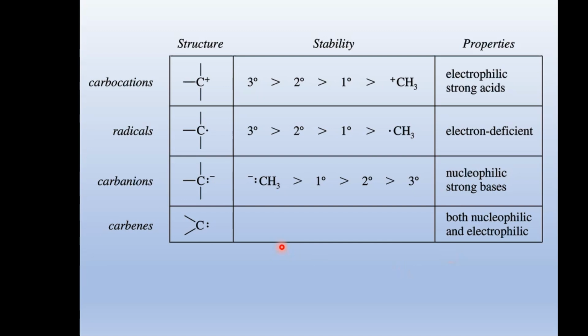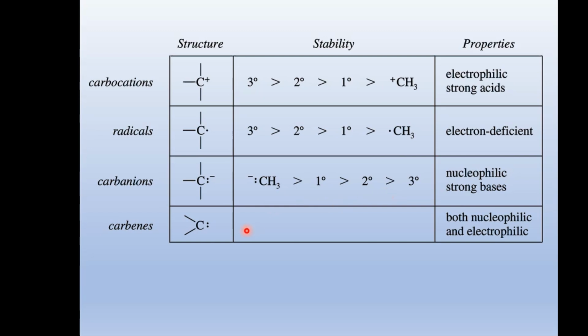So in summary, carbocations, they're electrophilic. They want electrons because they got that positive charge. Tertiary are the most stable, followed by secondary and primary. A methyl carbocation is the least stable. Radicals, same thing going on. Methyl is the least stable. Tertiary is the most stable.